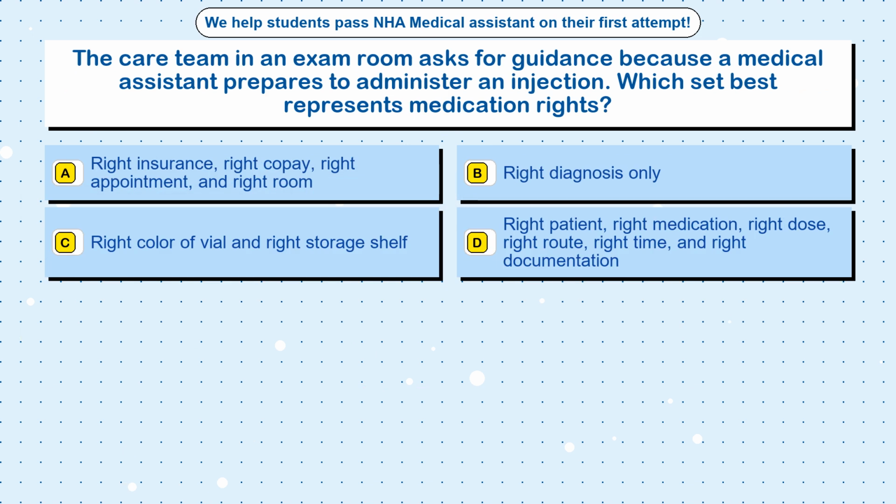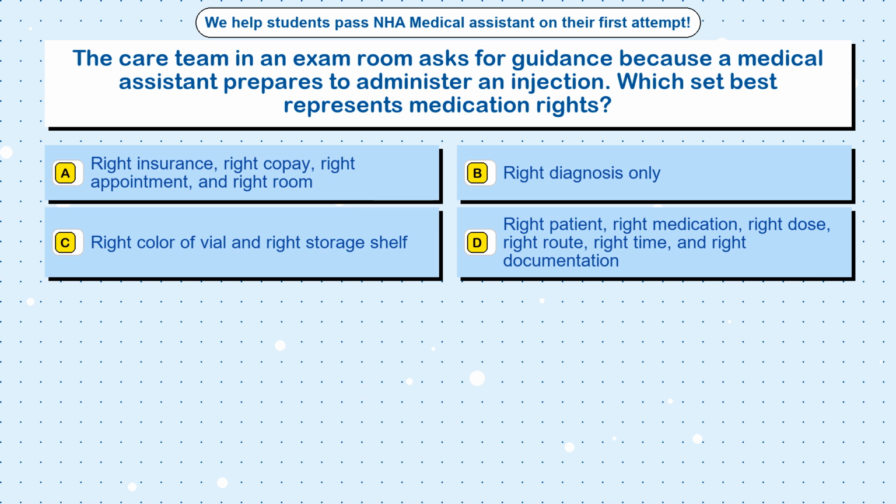Question 30. The care team in an exam room asks for guidance because a medical assistant prepares to administer an injection. Which set best represents medication rights? Option A, right insurance, right copay, right appointment, and right room.